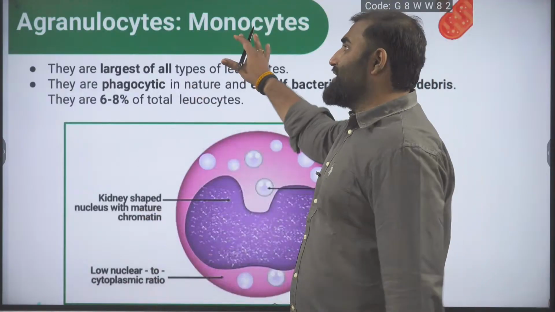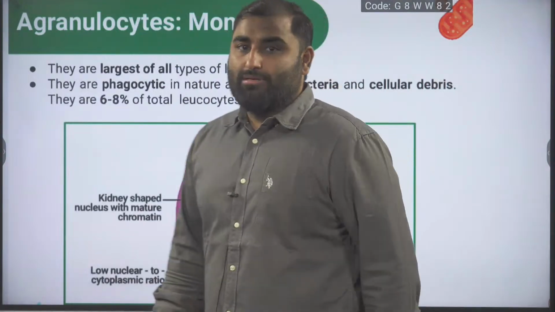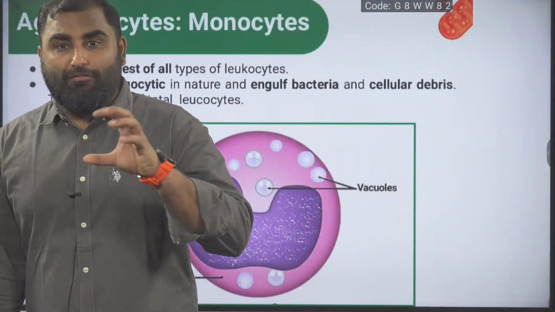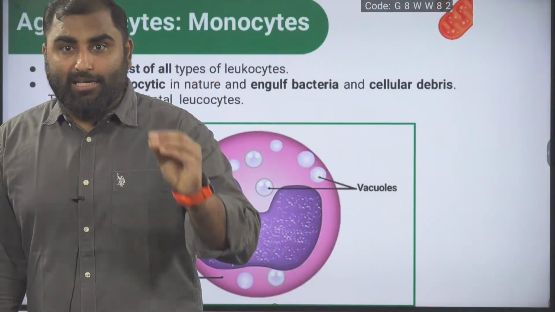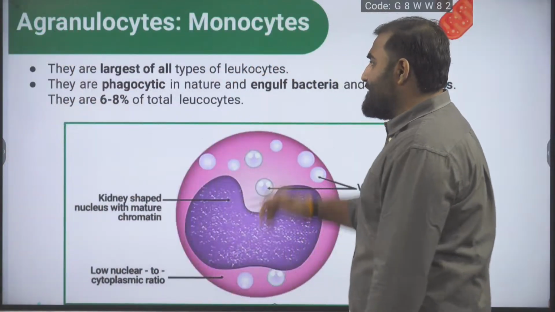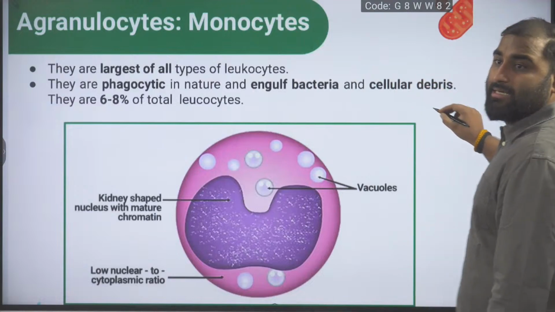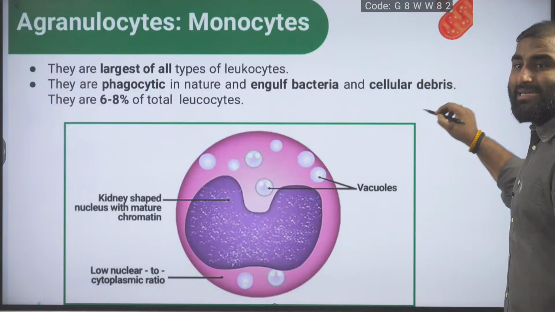You can say monocyte is like a scavenger, which will remove lot of microbes, your dead tissues, your dead cells, okay? So it behaves like a scavenger. They engulf the bacteria and cellular debris. Cellular debris means damaged cells and tissues.